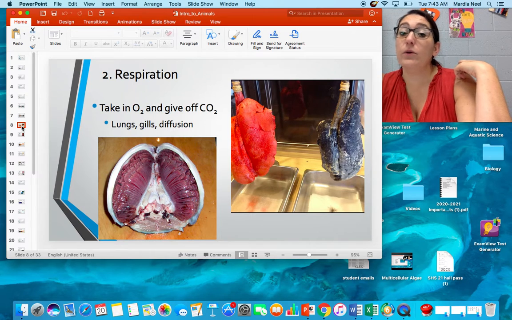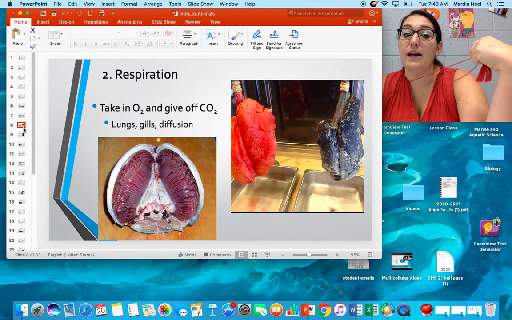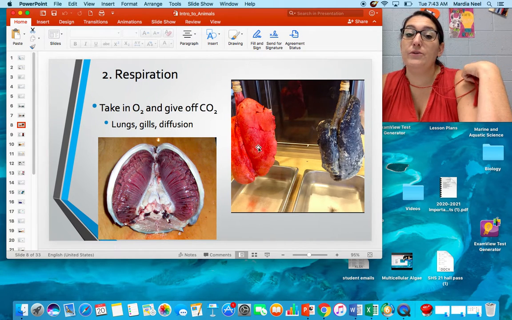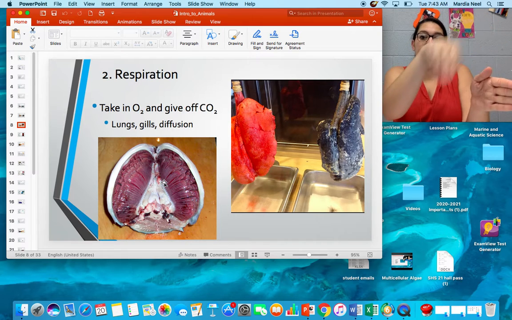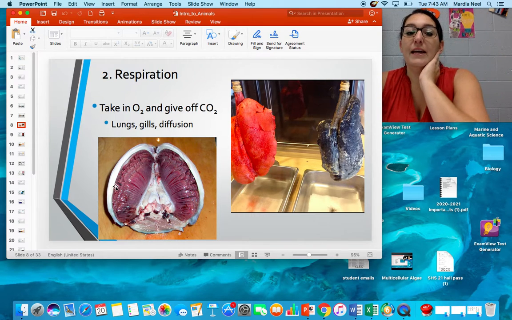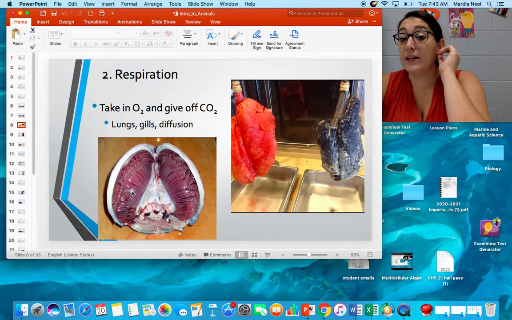Respiration. In order to be considered an animal, you have to respire some way, which means you have to take in oxygen and give off carbon dioxide. So you can either use lungs, which are right here on the right. You can use gills. So this is a picture of a fish. Its head's cut off like this, head, body, slab down the middle. These are his gills that you can see. The red is the blood. Remember, blood is what carries oxygen. So gills are bright red in color.